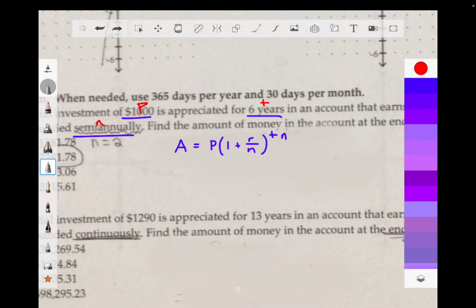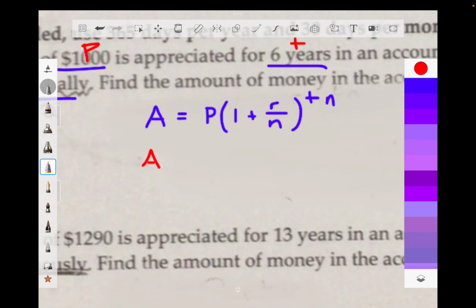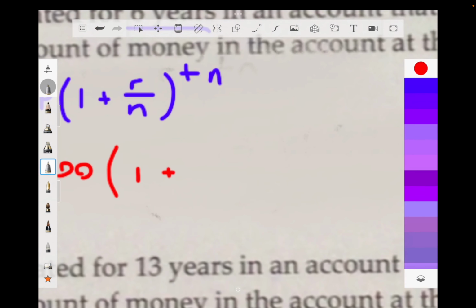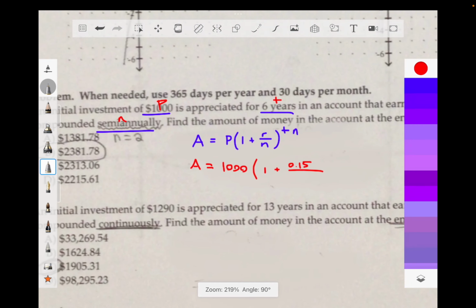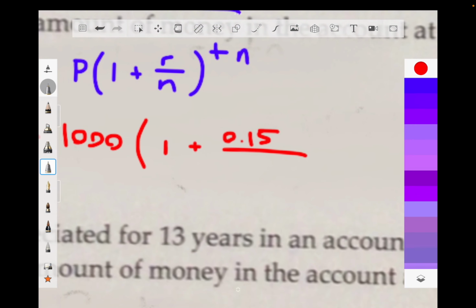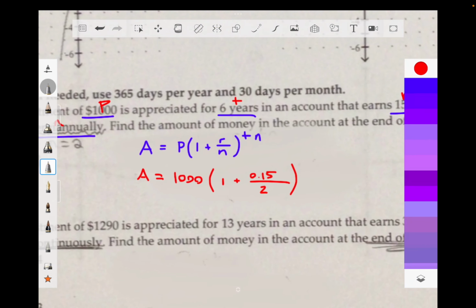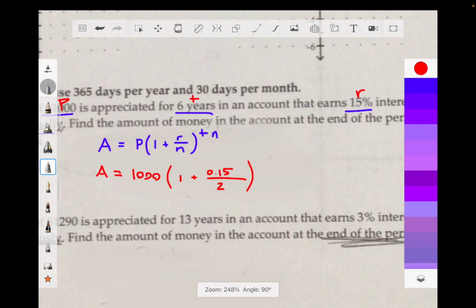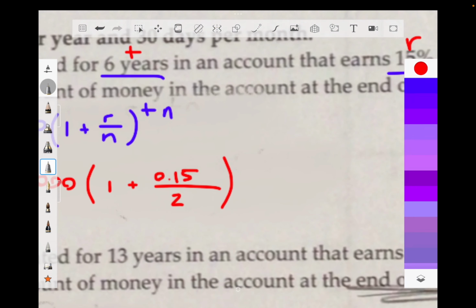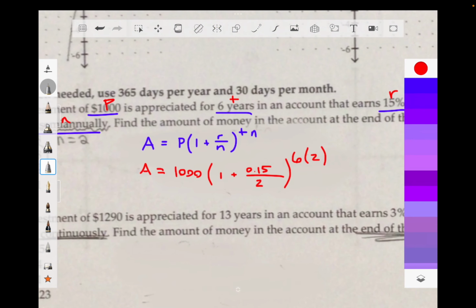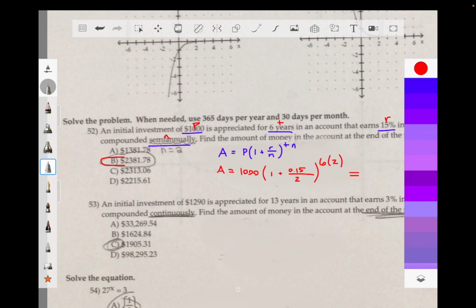Okay, so I just plug in everything. A is our future amount, 1,000 is our initial, 1 plus our interest rate of 15%, so it's going to be 0.15 because we want it in a decimal, not a percentage. N is semi-annually, so it happens twice every year, so it's 2 because we're doing this in terms of years. But you probably don't have to worry about that. And then T is 6 years, so 6. And then it's T times N. It happens twice, so it'll be 2. You plug that into your calculator, and I'm assuming you get this. I'm not checking.